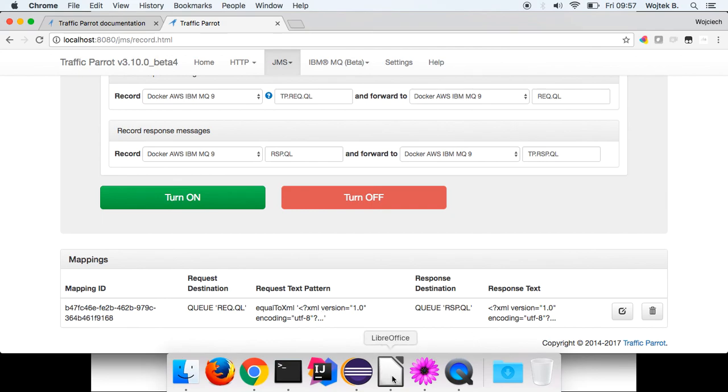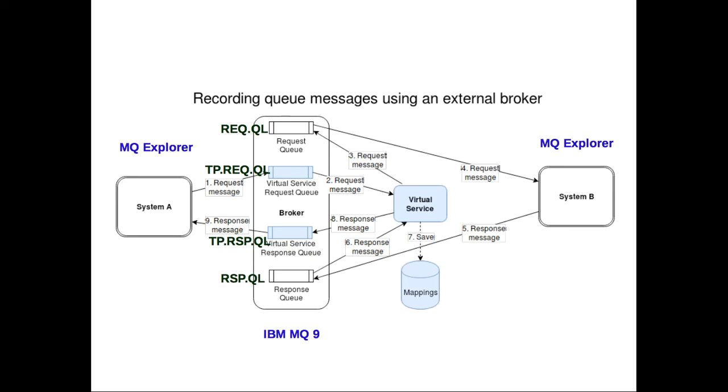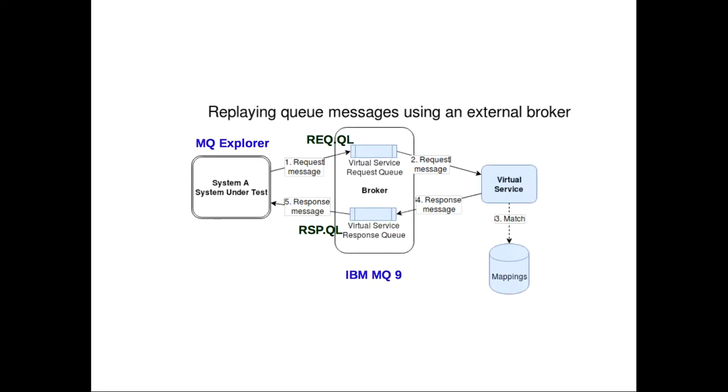And now we can go ahead and replay that. So how would that work? Well, we're going to use the same queues. And there's no system B anymore. So what we're doing right now is testing system A, which is going to be a system under test in isolation. We don't need to have system B in place to do this testing of system A.